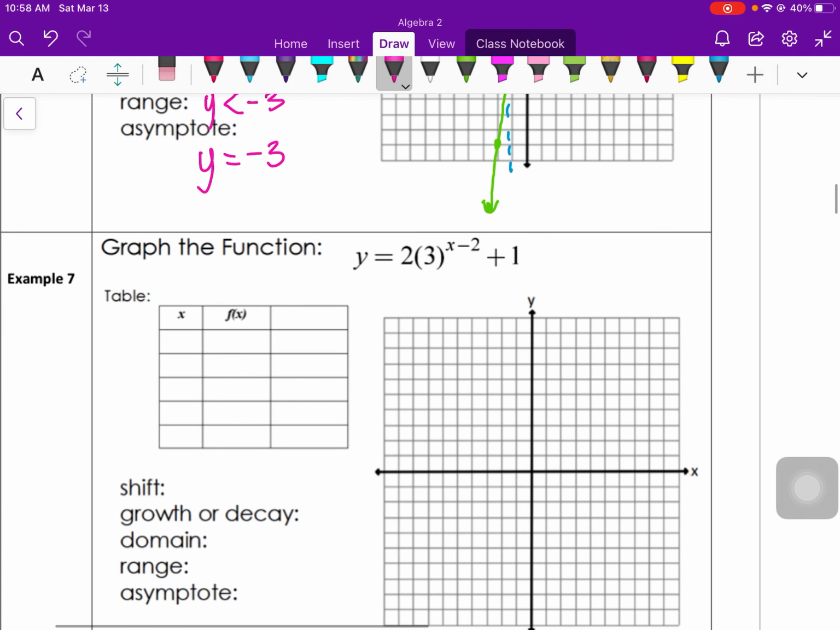Okay, one more example. Bear with me. If you want to try this one on your own, come back, check your answers.